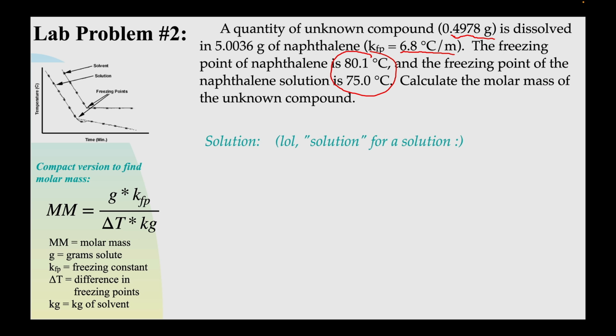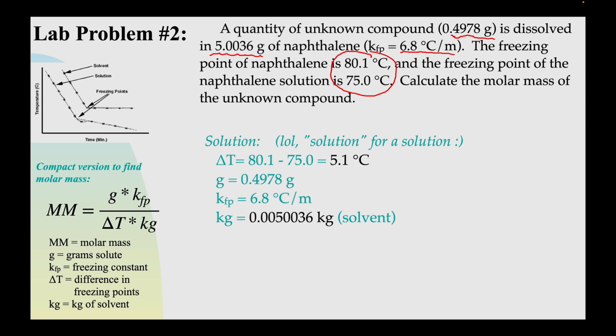So like on the last example, we'd go 80.1 minus 75.0 to find delta T. And finally, you also want to divide by the kilograms of the solvent. So 5.0036, that's the grams of the solvent naphthalene. We would divide that by 1,000 to get the kilograms. So delta T, 80.1 minus 75.0, is 5.1 degrees Celsius. We'll use the grams as is. We'll use the KFP as is. We will convert the grams into kilograms of solvent. So 5.0036 grams would be 0.005036 kilograms.